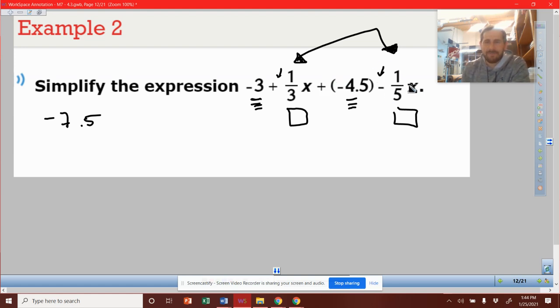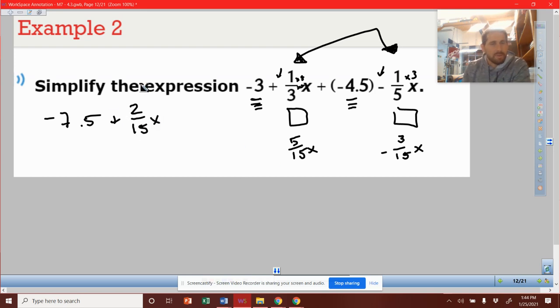Okay, to add and subtract fractions, we need a common denominator. So for the common denominator, we're going to use 15. So times this by 5, and we're going to turn this into 5 over 15x. Over here, we're going to times by 3, and we're going to get -3 over 15x. So we got positive 5 and minus 3. So in the end, 5 minus 3 is 2/15.